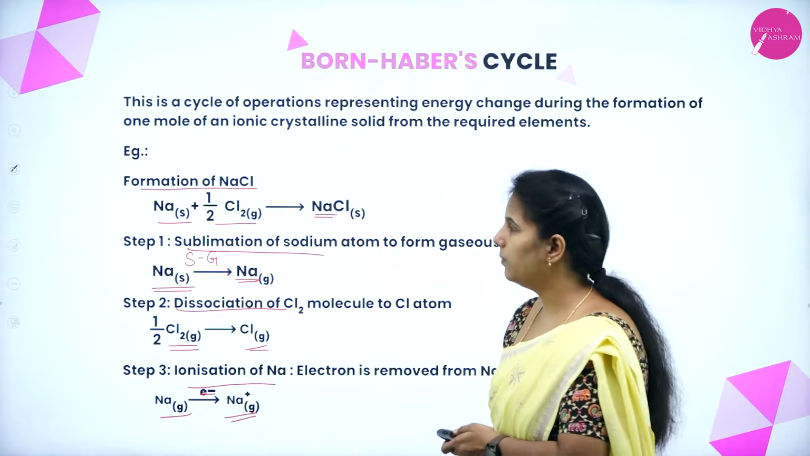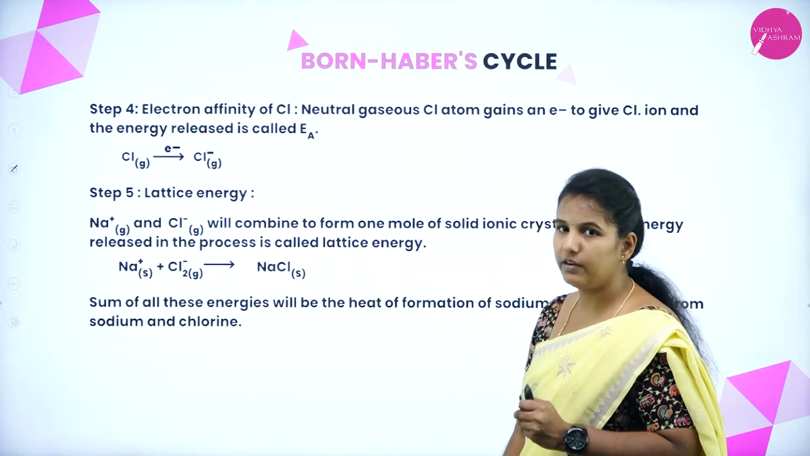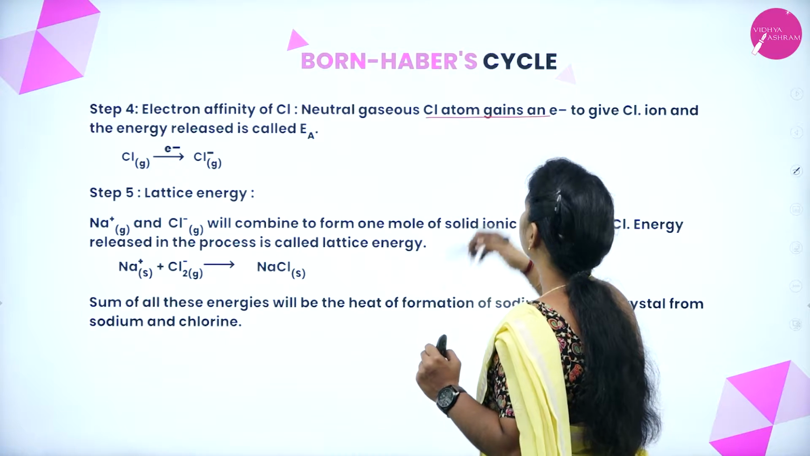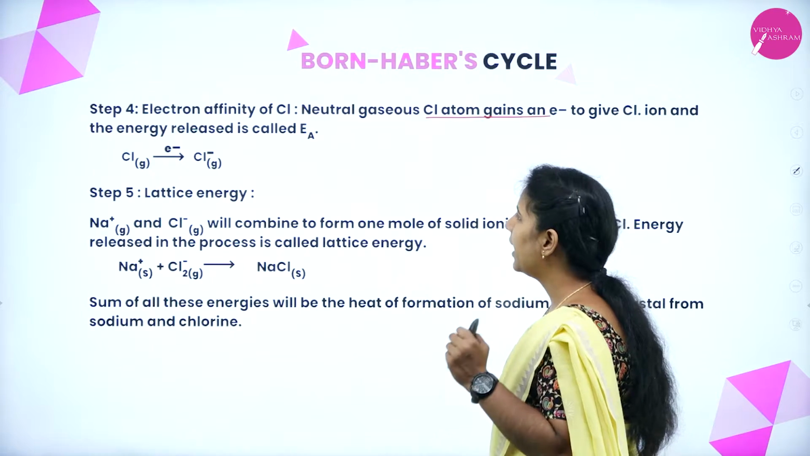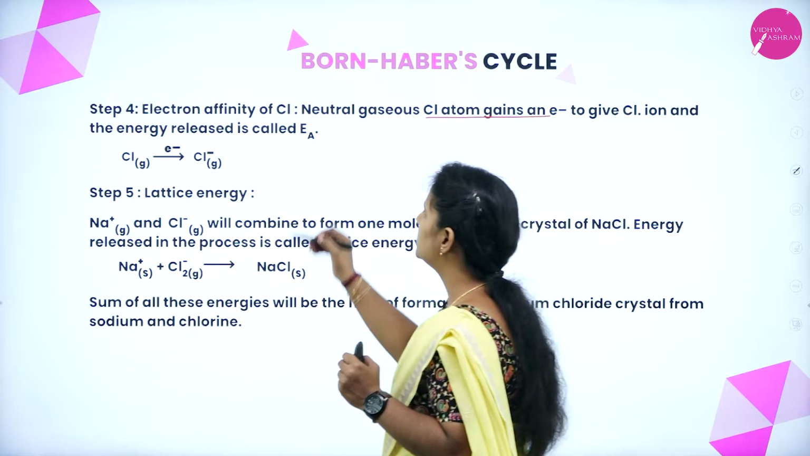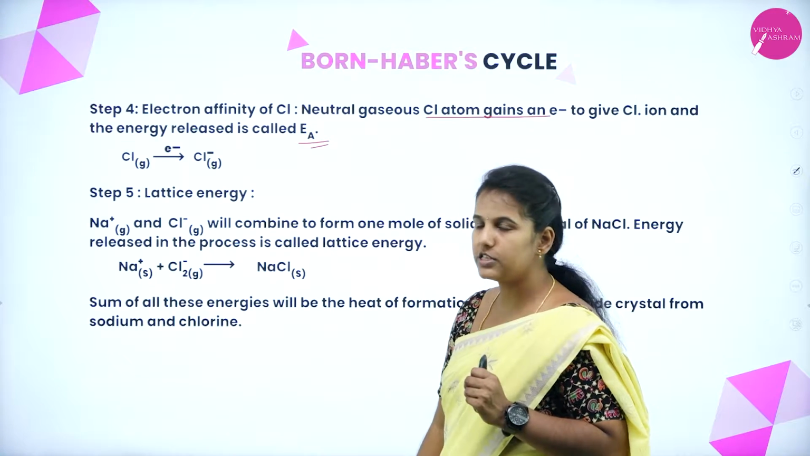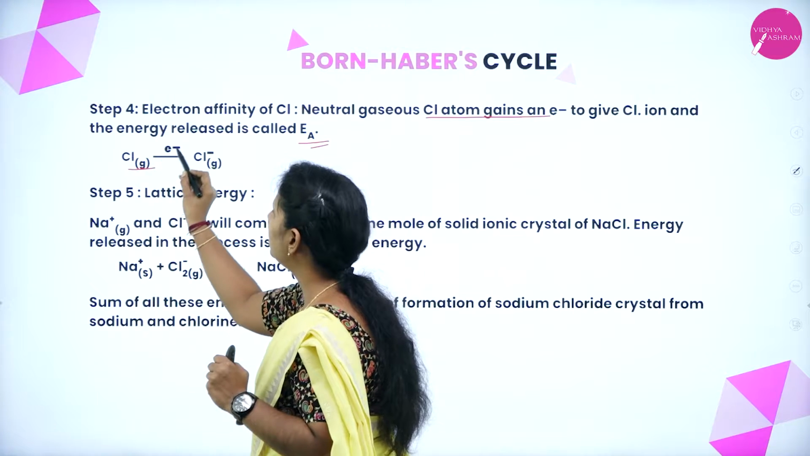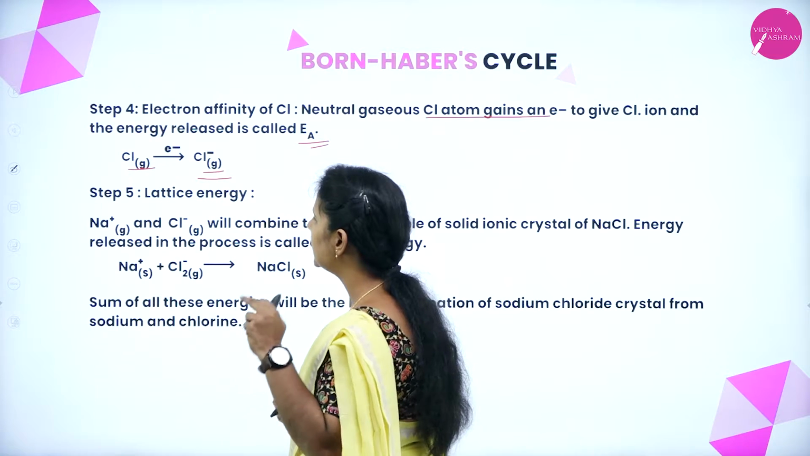In the fourth step, the electron affinity of chlorine will be explained. We know that the neutral chlorine atom gains 1 electron to get a Cl- ion, and energy will be released, which is also known as electron affinity. You can see that the chlorine accepts one electron and becomes a negatively charged anion.